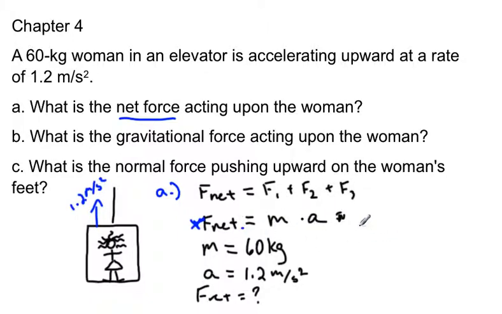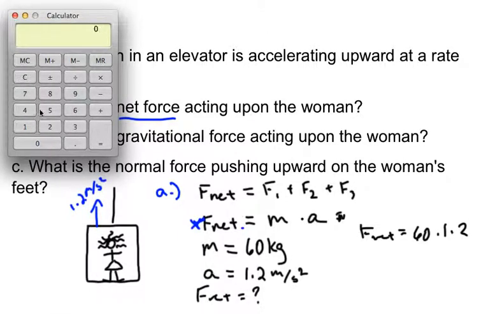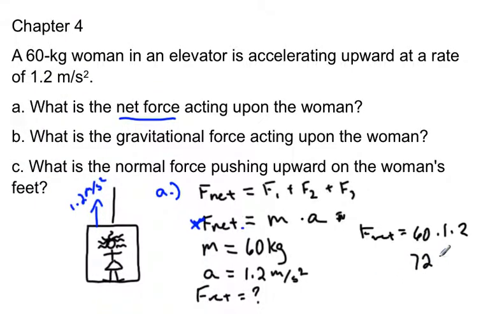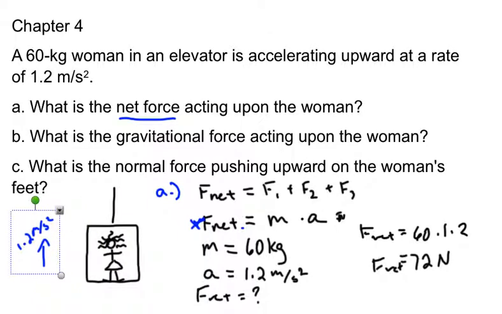So let's plug in here. We got Fnet is equal to 60 times 1.2. Our unit would be newtons because we have kilogram times meters per second squared. So let me get out my calculator here. 60 times 1.2, we get 72 newtons. That's our Fnet. That's our net force.